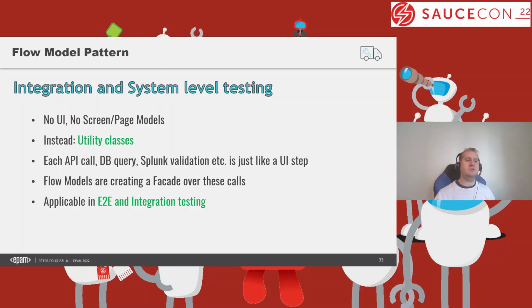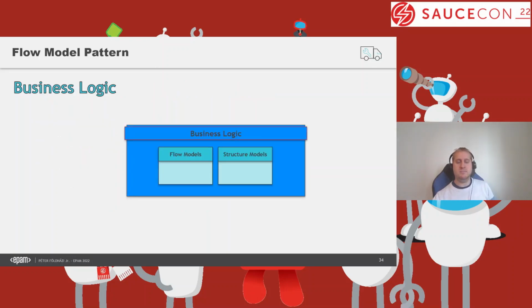It's also very important to mention that if you want to leverage the flow model for atomic API test cases, it's not going to work. So I wouldn't recommend that. It's frivolous. So let's see an example. And first, you might remember the business logic from the tri-layer testing architecture that I mentioned before. And I mentioned that instead of the structure models, now you should be leveraging utility classes. So that's the only real difference here.